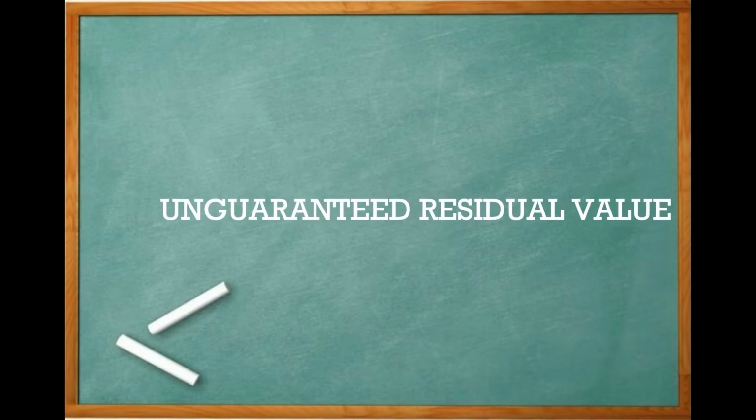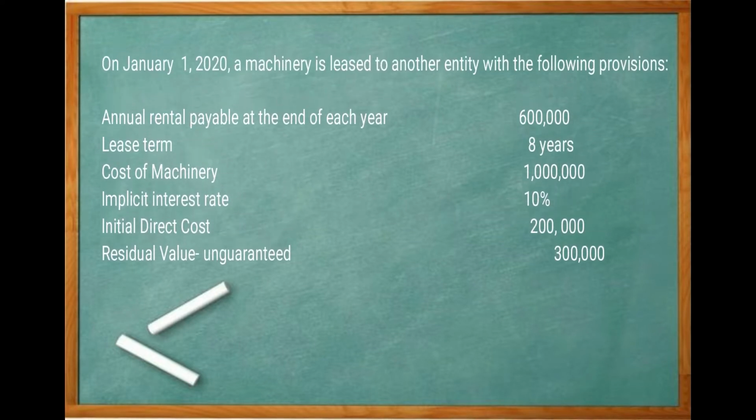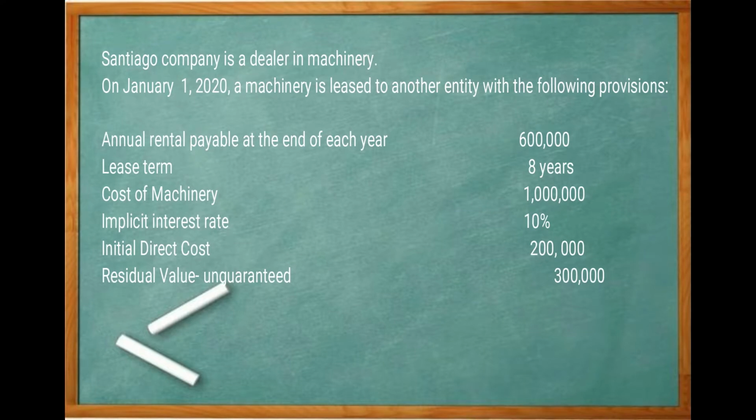Problem 3. On this case, meron naman tayong unguaranteed residual value. Santiago Company is a dealer in machinery. On January 1, 2020, a machinery is leased to another entity with the following provisions. Annual rental payable at the end of each year, 600,000. Lease term, 8 years. Cost of machinery, 1 million. Implicit interest rate, 10%. Initial direct cost, 200,000. Unguaranteed residual value, 300,000.